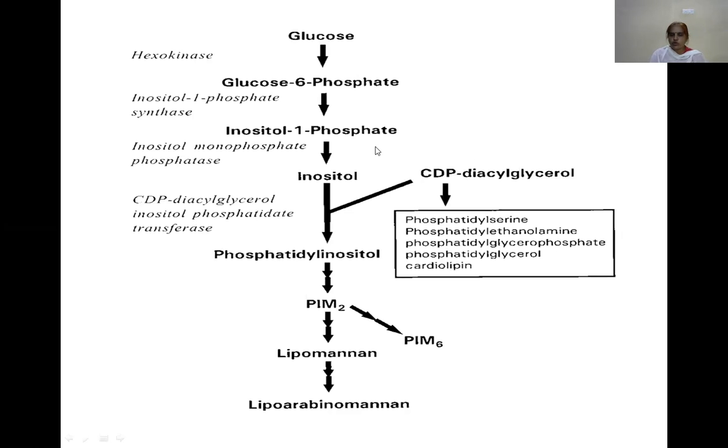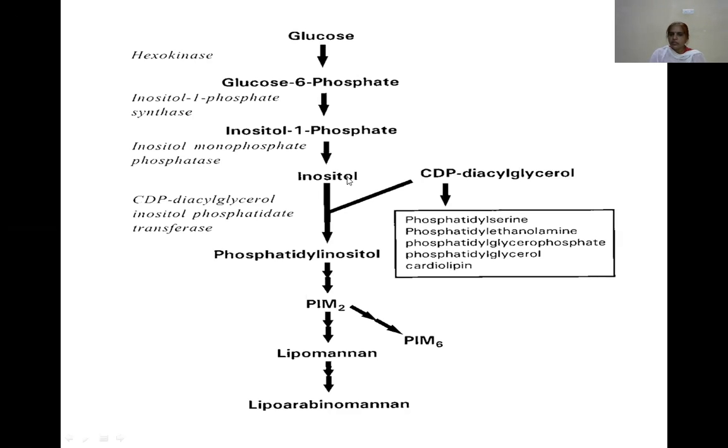This inositol 1-phosphate will convert to inositol. This reaction is catalyzed by inositol monophosphate phosphatase, which converts the inositol 1-phosphate to inositol.